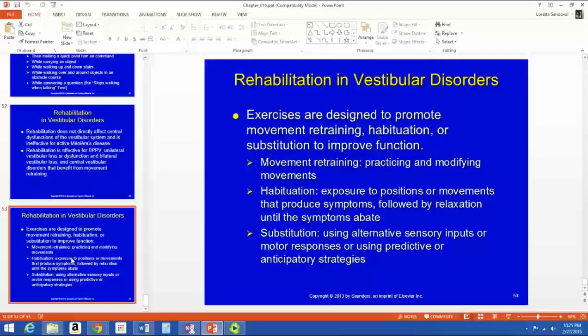So substitution is where you use other sensory inputs or motor responses, using predictive or anticipatory strategies. So you're substituting another movement or using other sensory input to do what you want to do, basically. And that can be very effective for people that aren't going to get something back. So when you have, like for the bilateral vestibular loss and the unilateral vestibular loss, you have to substitute the movements because you're not going to get that back.